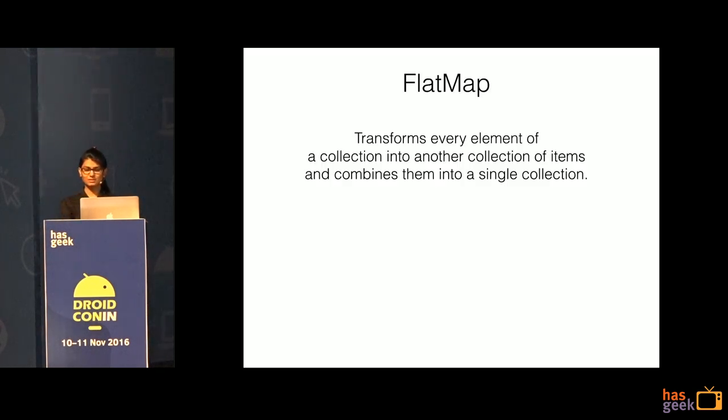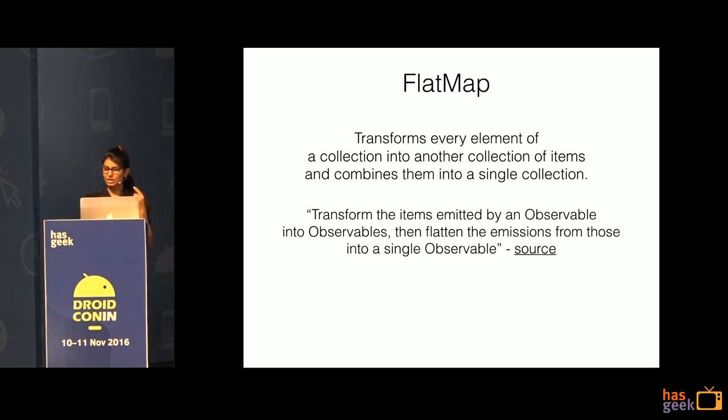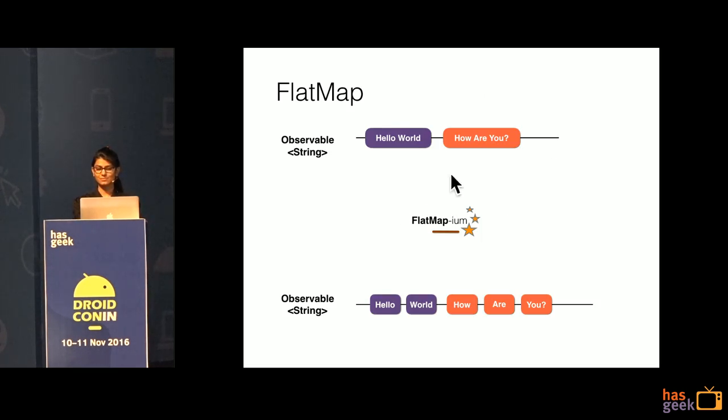So next is the flat mapium spell, or the flat map operator. What flat map does is, as we saw just now, map was converting one item into another item. What flat map does is, it takes one item and it converts it into more than one item, like a list of items. Then it combines those items into a stream. So technically speaking, it transforms the items emitted by an observable into observables, then flattens the emissions from those into a single observable. Let's see by an example.